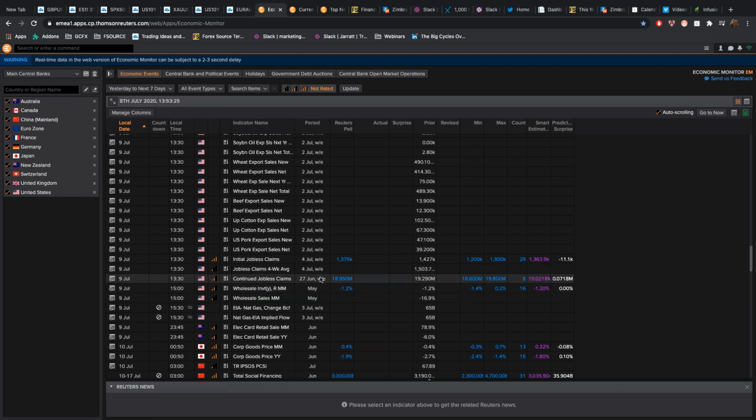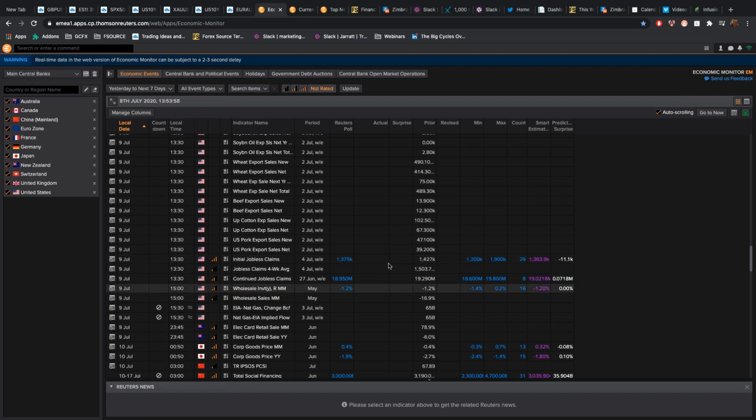And at the moment, the continued jobless claims is 19.29 million. So if that comes in above 19.8 million, so that comes in at 20 plus million, that would be a negative sign for the US because it would show, look, more people are continually claiming joblessness. There's more people out of work than we thought. That's negative for the economy. So the worst reading tomorrow would be initial jobless claims above 1.9 million and continued jobless claims above 19.8 million.